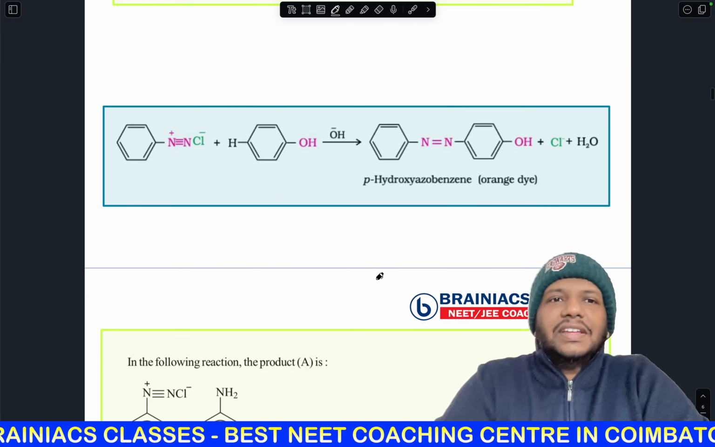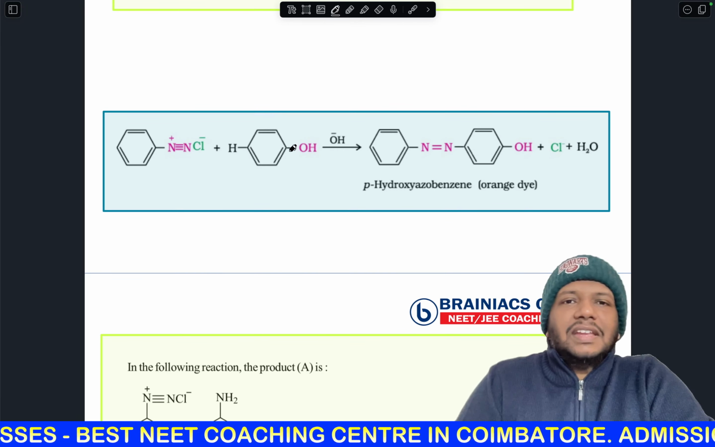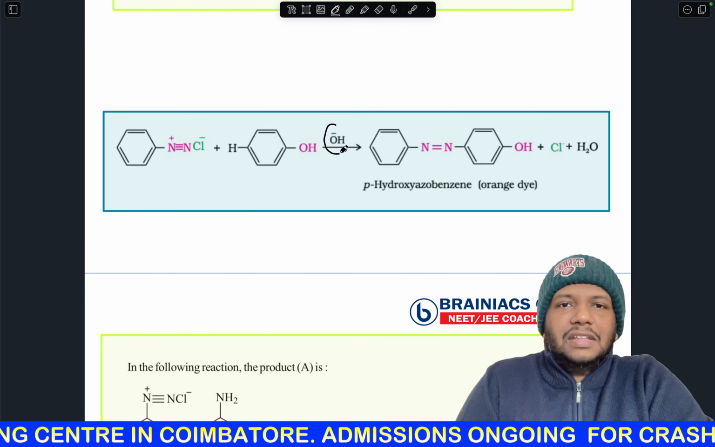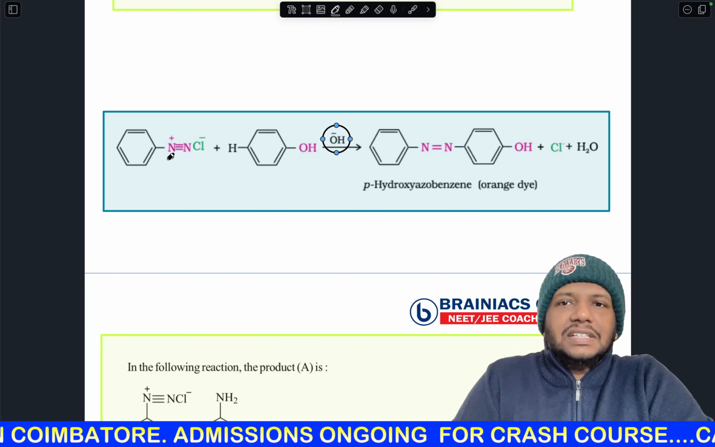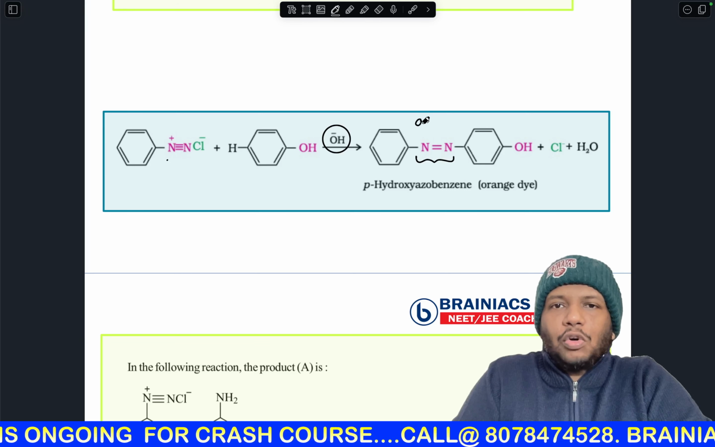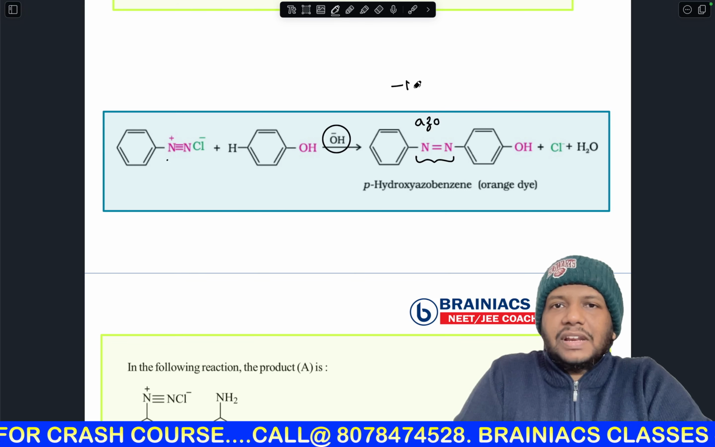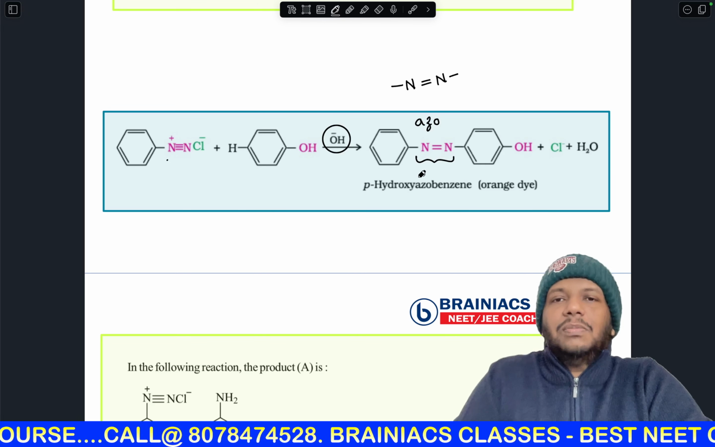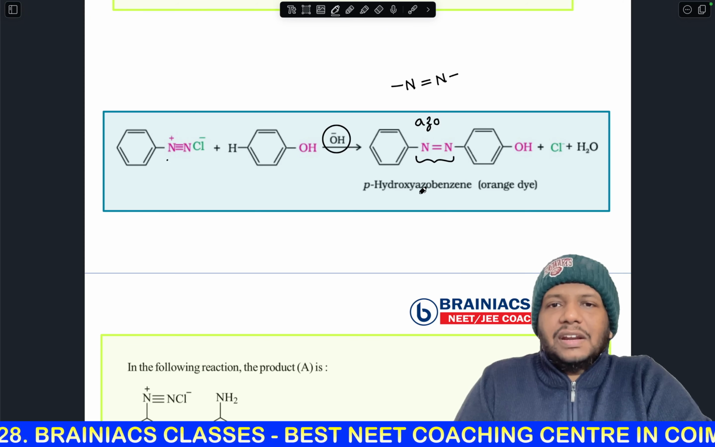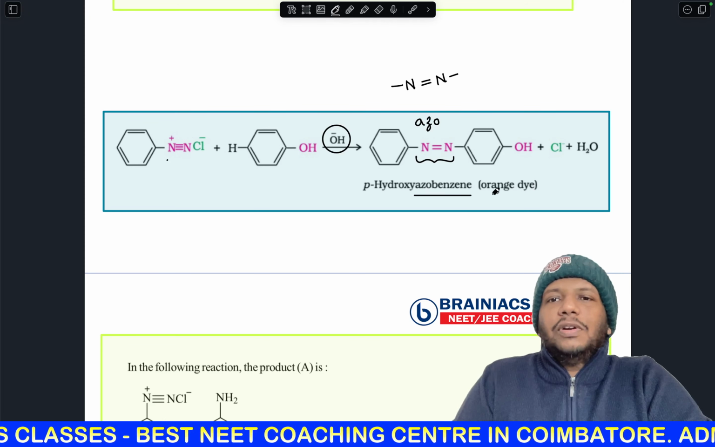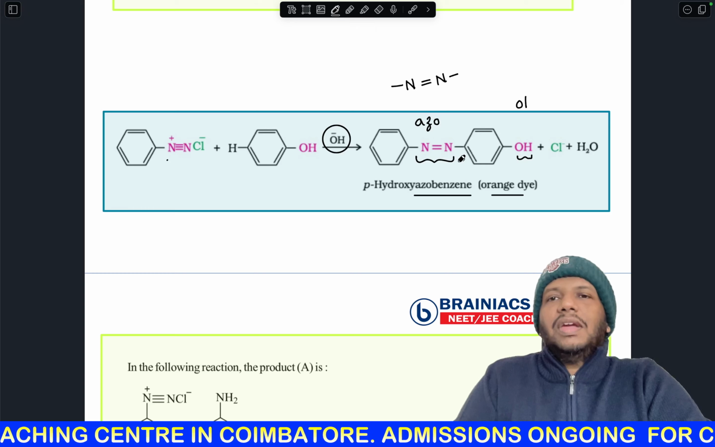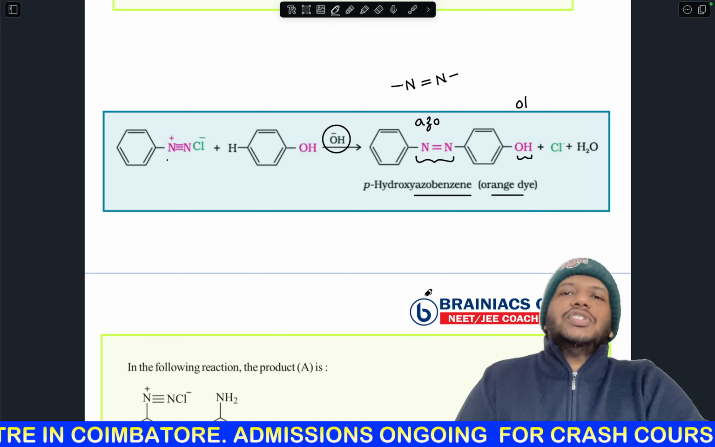So I have mentioned the reaction here. You can see benzene diazonium chloride reacting with phenol. What would be eliminated, sir? Here water would be eliminated in the presence of an alkali, and nitrogen is forming the linkage. This is the azo compound, or the azo group, whenever nitrogen has a double bond with nitrogen. Since OH is present, we say para-hydroxy azobenzene. And the way to remember it is an orange dye because OH starts with O. So you can start with O, orange dye.